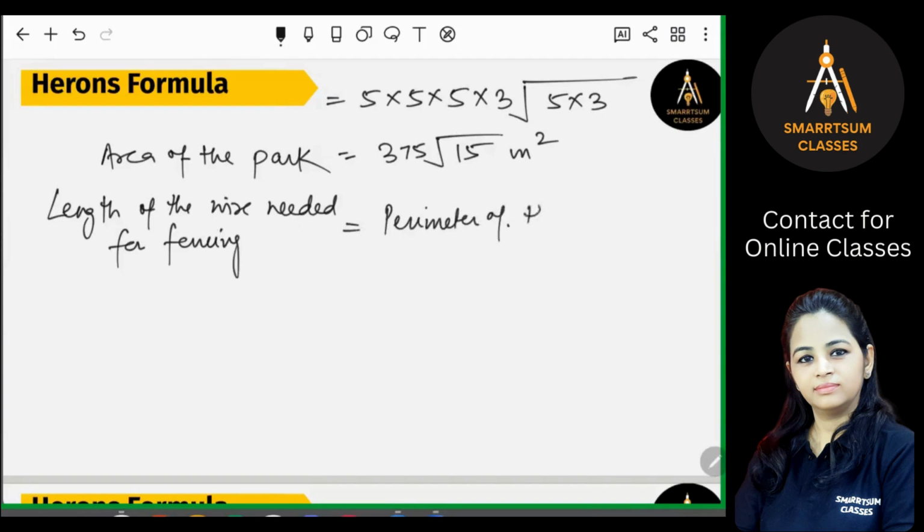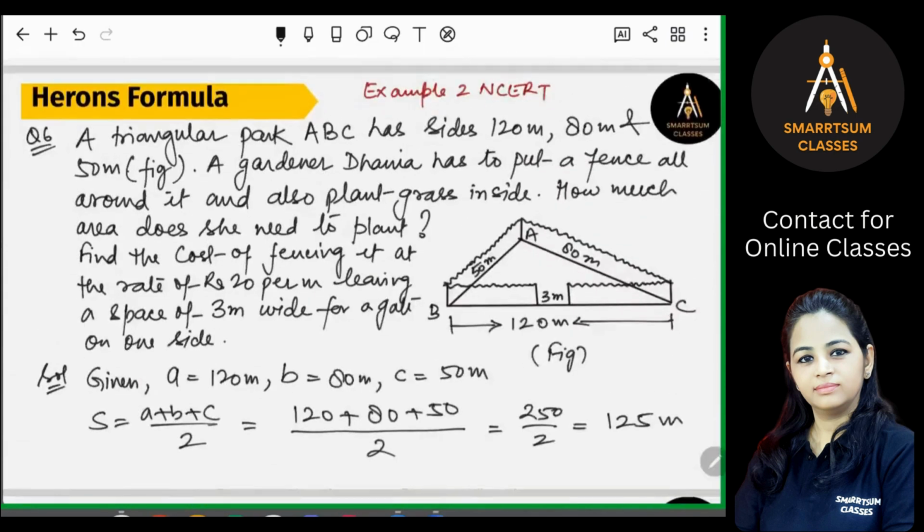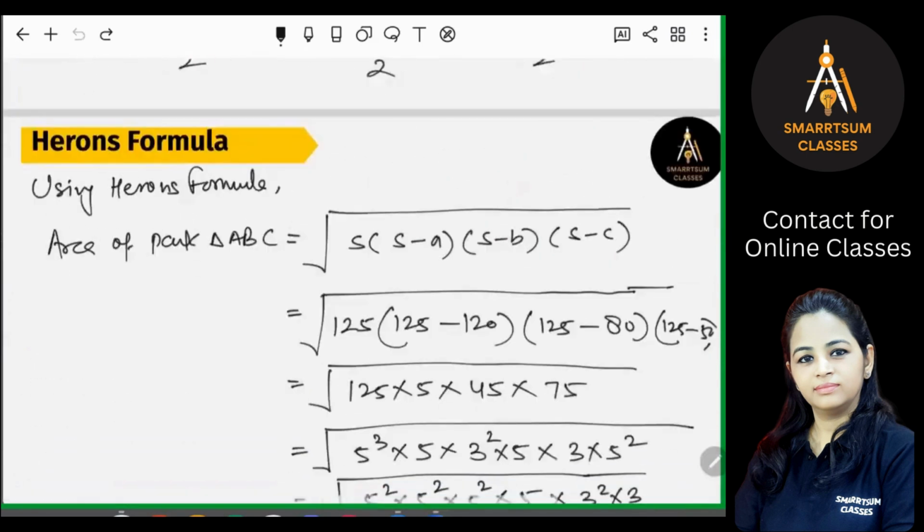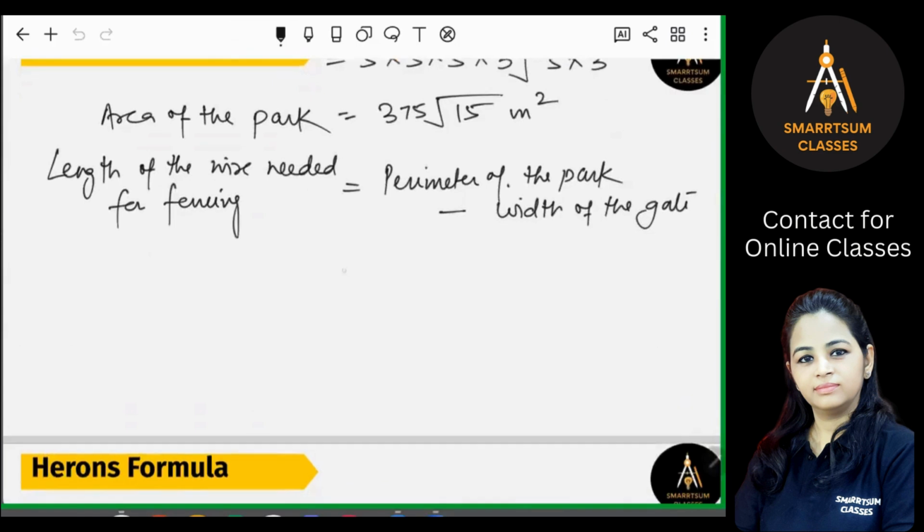Perimeter of the park. But we have to leave the area for the gate. So we will subtract from this. That means we will minus the width of the gate. Because the gardener wants to keep this area left, right? Want to leave this area for the gate, right? So we will subtract the width of this gate, that is 3 meter. Okay. Now, perimeter of this triangular park is A plus B plus C, which we have already done, like 250 meter, minus width of the gate is already given, that is 3 meter. So subtract this will be 247 meter, right?